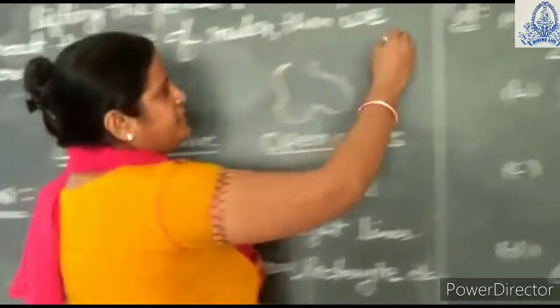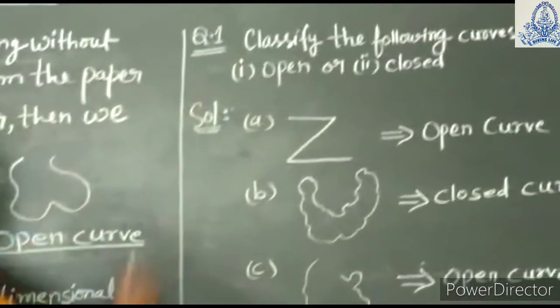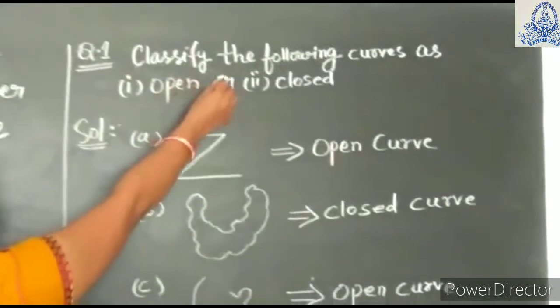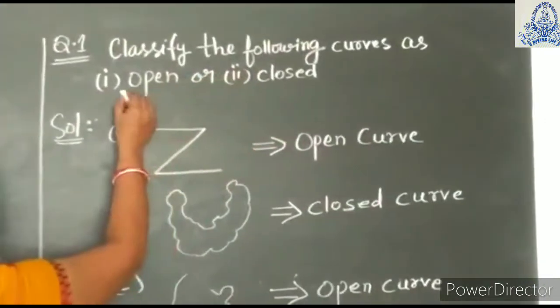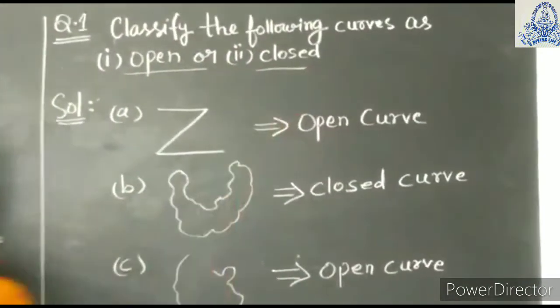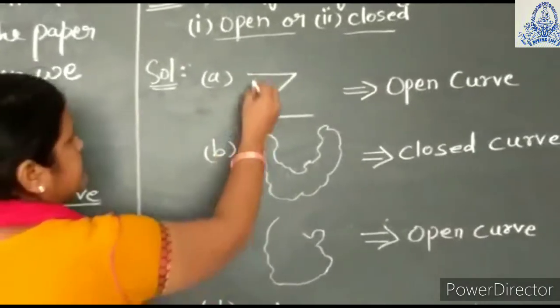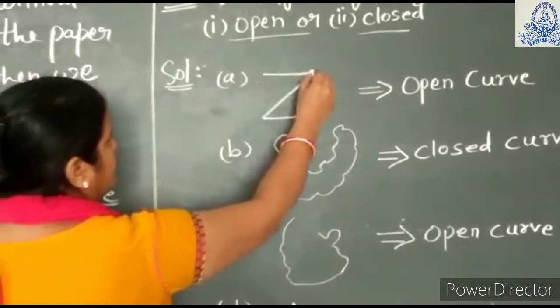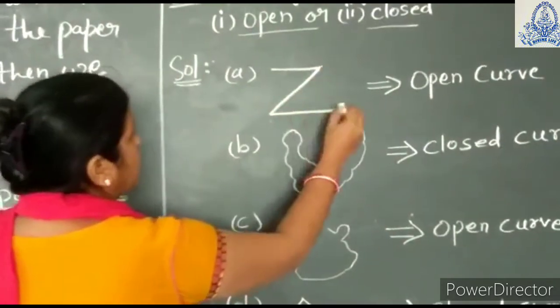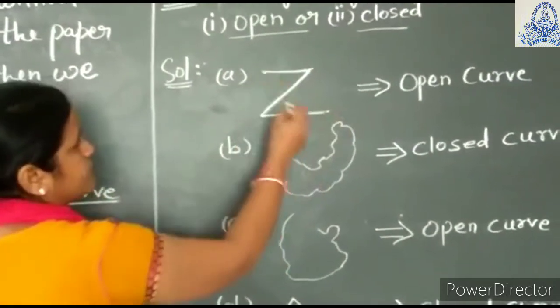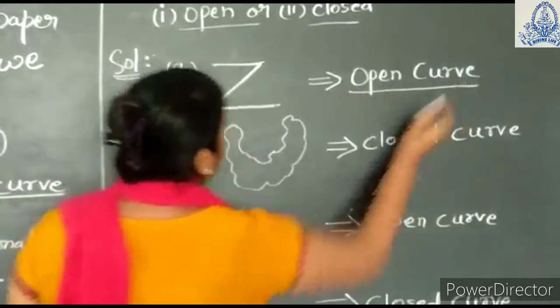Let's continue with question number 1. Classify the following curves as open or closed curve. Now see question number A with the figure. This one is the figure and both sides are open, so it is an open curve.